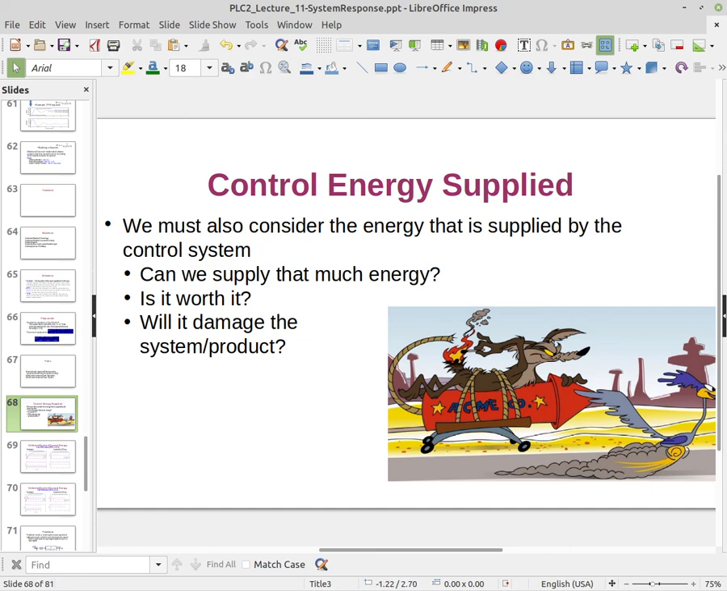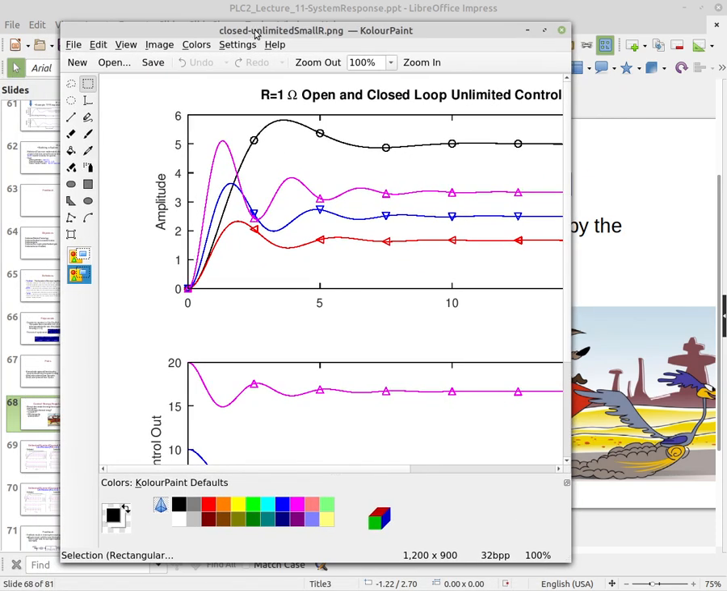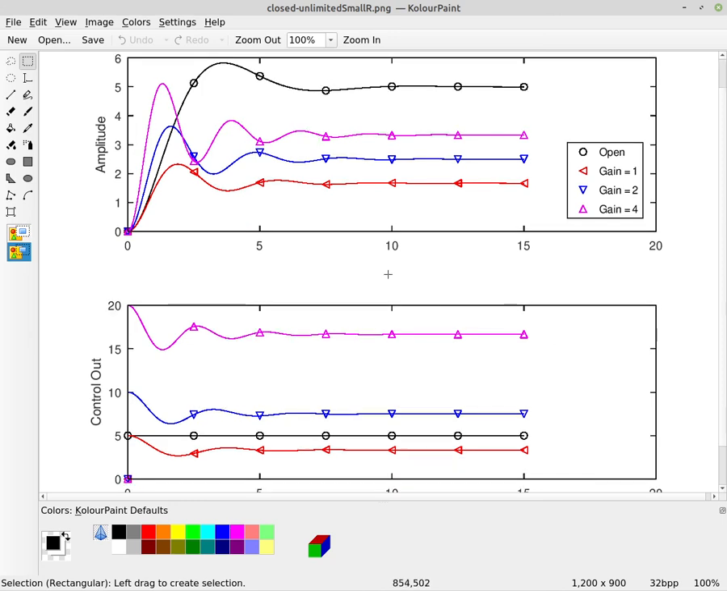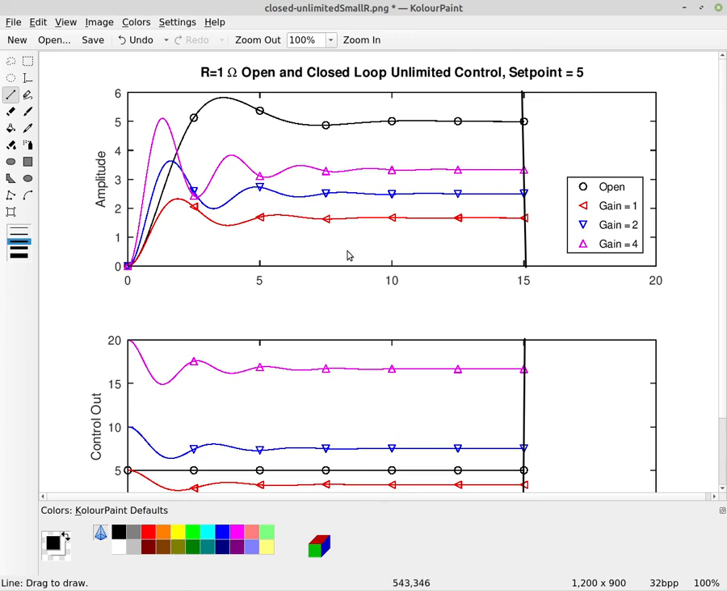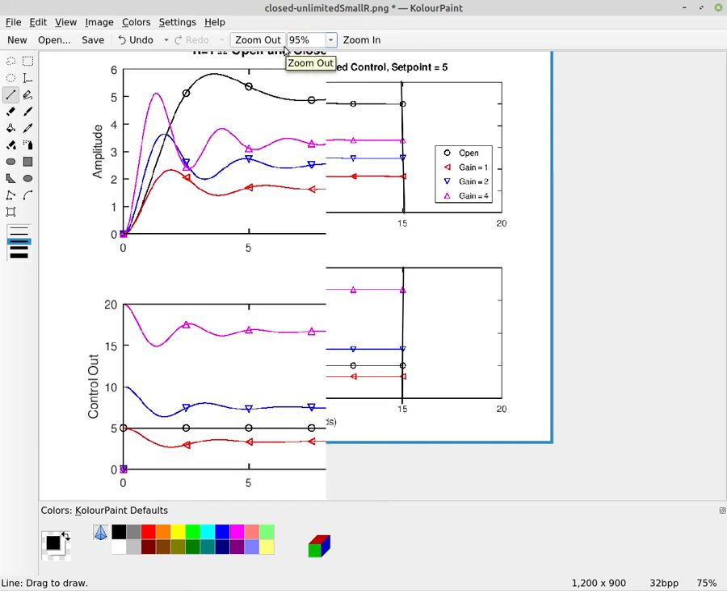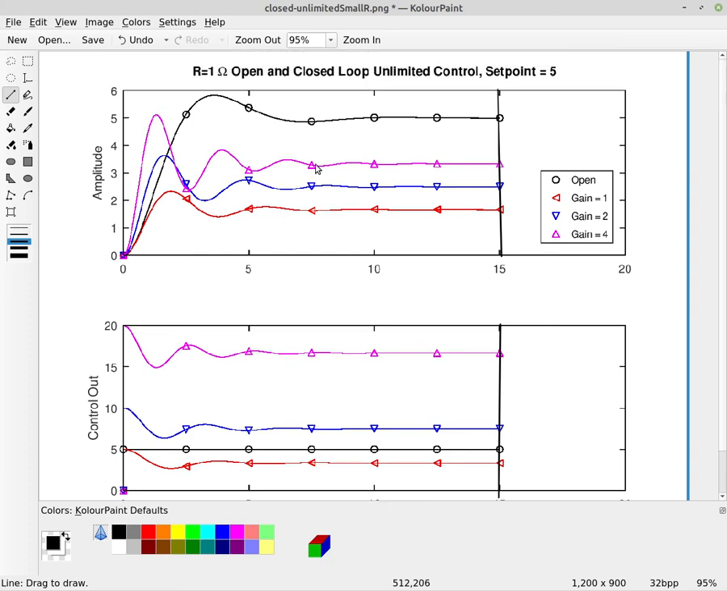Now I do have another example of effectively the same circuit, only I've changed the resistance. In this case, I've changed the resistance so that it's only 1 ohm instead of the 10 ohms in the other circuit. All right, so we only have 1 ohm.